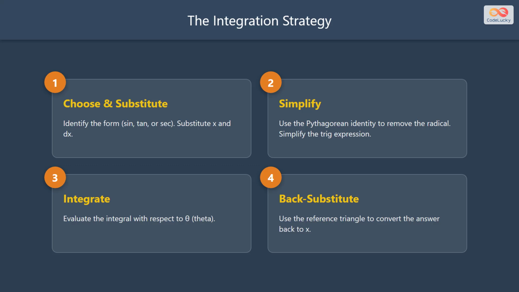So, what is the overall strategy? First, identify the form and choose the correct substitution for x and dx. Second, substitute these into your integral and use the Pythagorean identity to simplify the radical. Third, integrate the resulting trigonometric function with respect to theta. Finally, use your reference triangle to convert your answer back from theta to x.